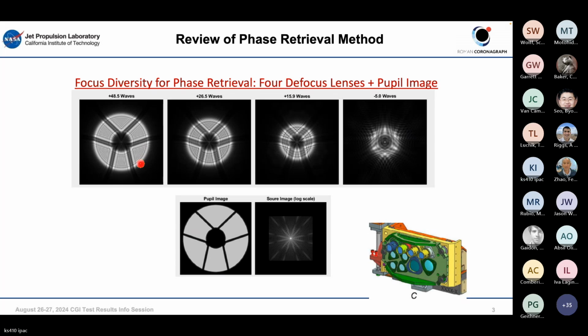Defocus 1 and 2 are basically near the pupil image, and defocus 3 and 4 are near the source image. And so the idea is to take these 6 images with their diversity and then find the unique wavefront that creates these images.